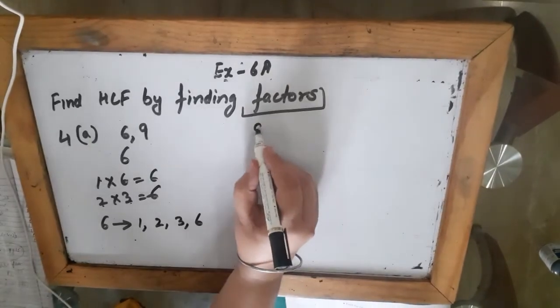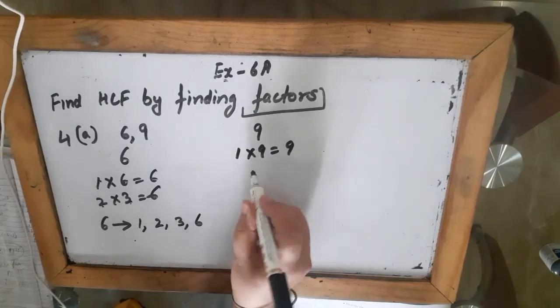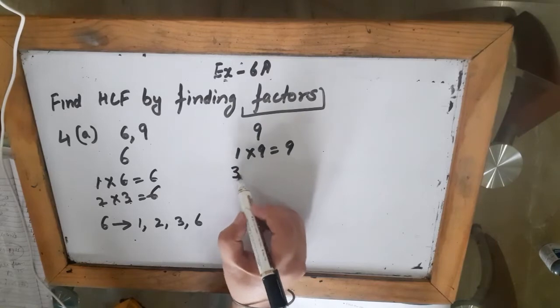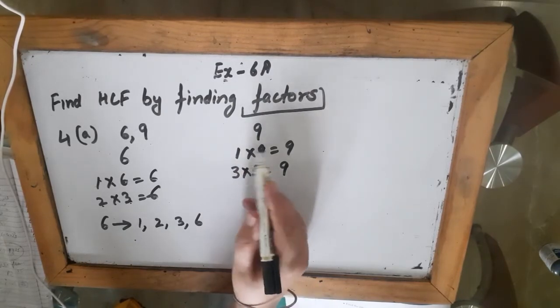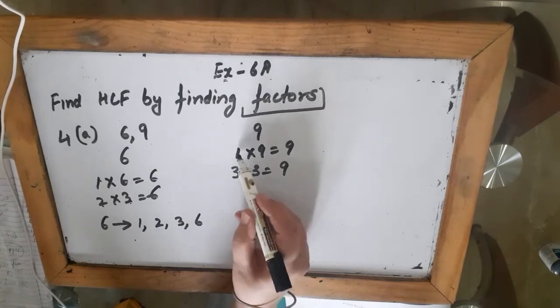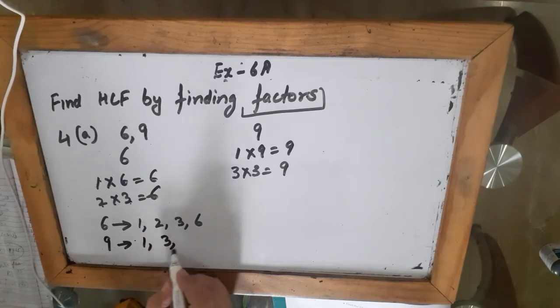Now let me find all the factors of 9. So I start from 1. 1 9s are 9. Is 2 a factor of 9? No. 3, yes. 3 3s are 9. So I have listed now all the factors of 9. When you get this repetition like 3 3s are 9, it means all the factors are over. So the factors of 9 are 1, 3 and 9.